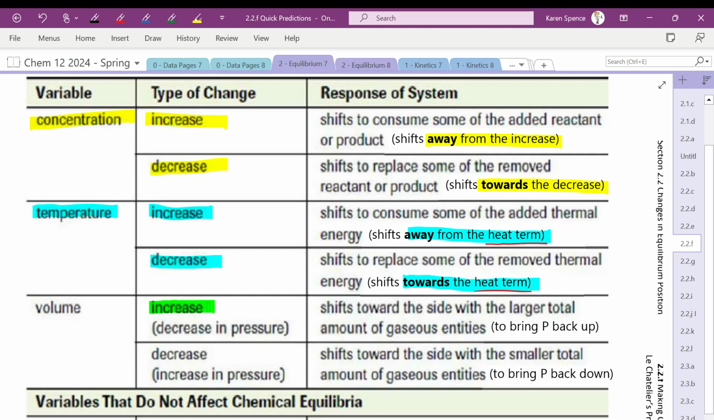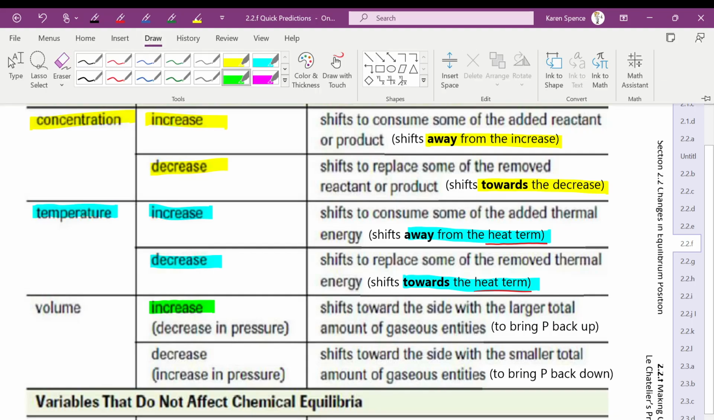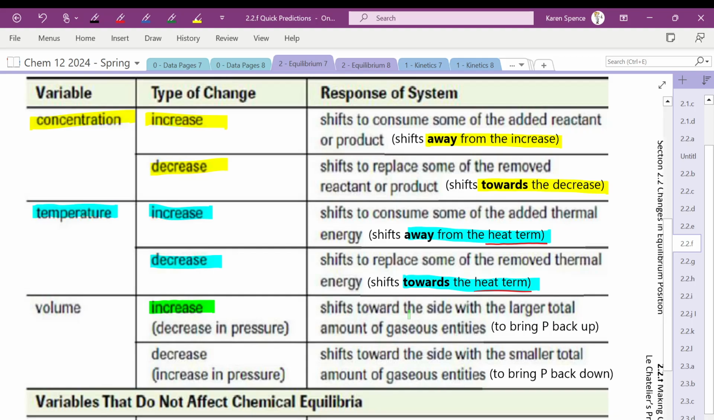Wow, that's a really weird way of phrasing it. I need to redo this table. I stole it from somewhere, obviously.